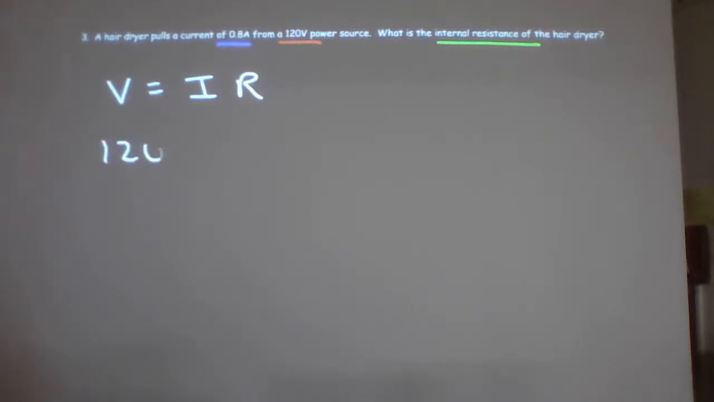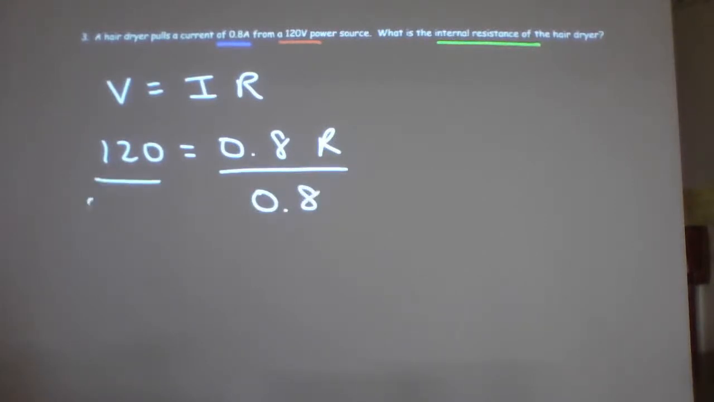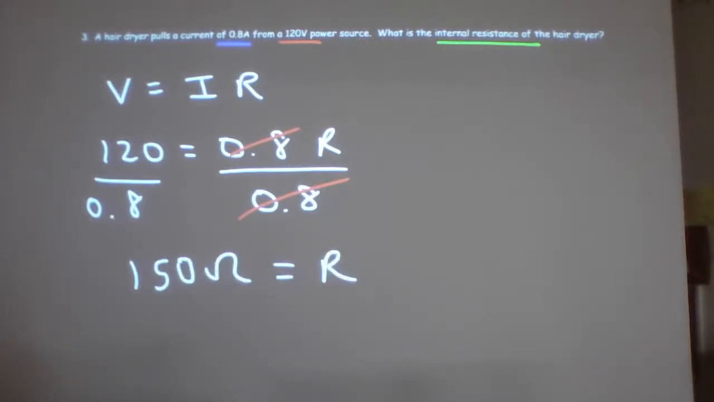So V is 120, the current is 0.8, and let's calculate R. To get R by itself, we just need to divide both sides by 0.8. And so 120 divided by 0.8 is 150. And so the answer is 150 ohms. And that's the resistance of the hairdryer.